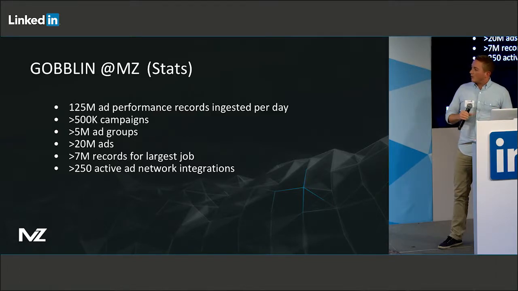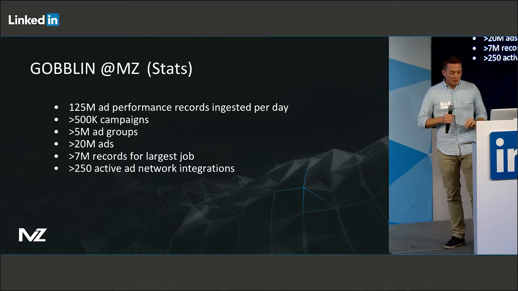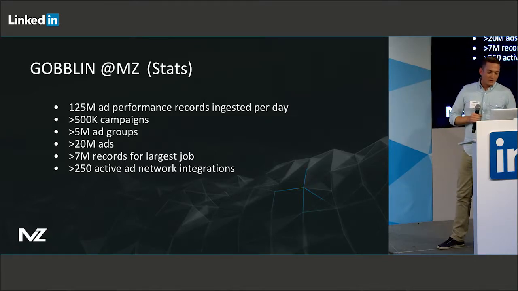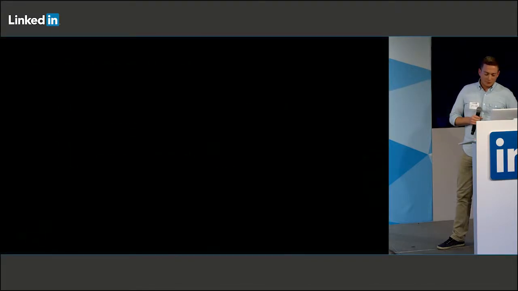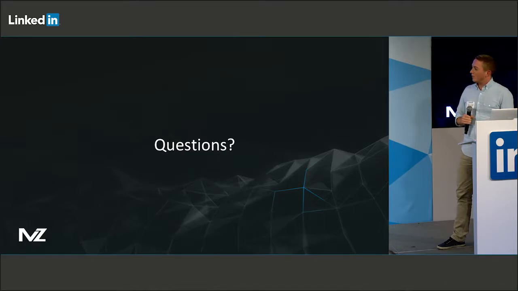Our biggest ad job runs, these are all batch. Streaming is a whole different set of numbers, but in batch, 7 million records for ads is our biggest one. And currently we're running 250 active ad integrations. I know I said 300 before, but we have sort of a revolving door of ad networks because some are good, some are bad. We have to kind of cull the herd. And yeah, so that's basically what we do with Goblin.